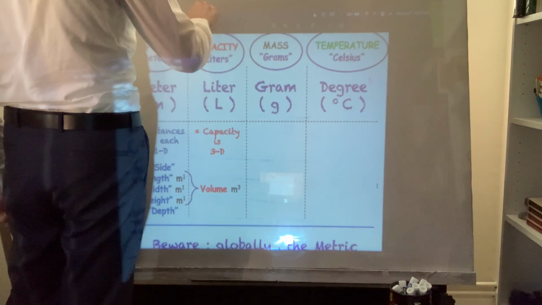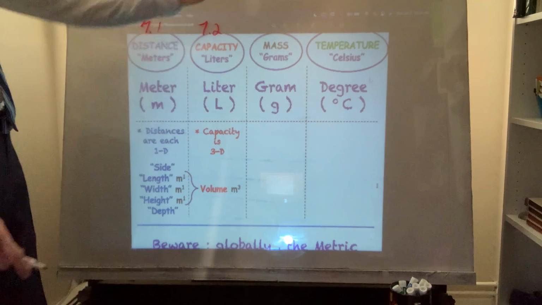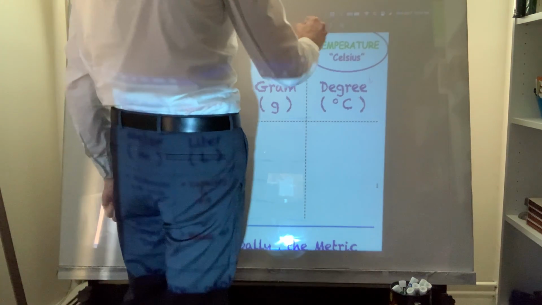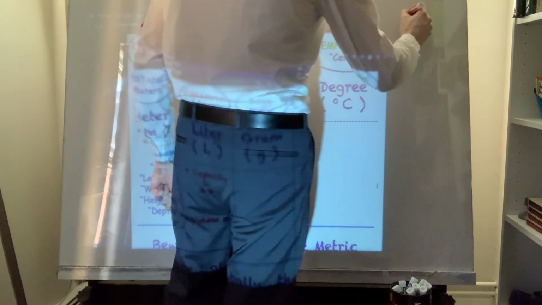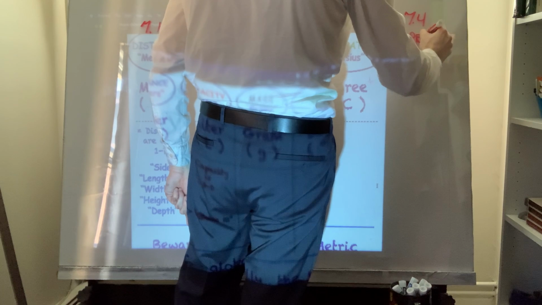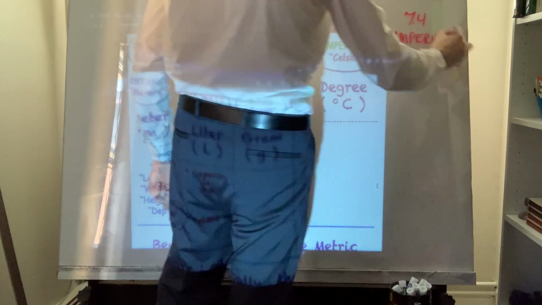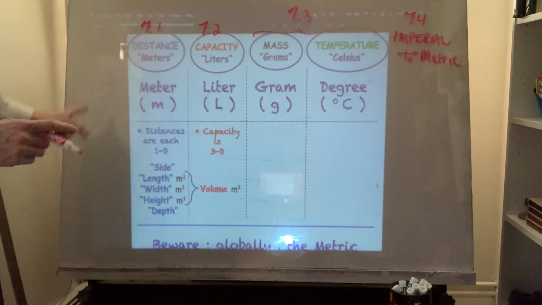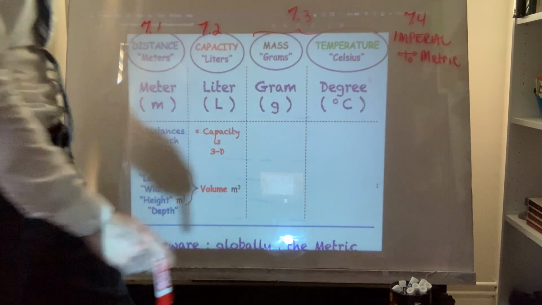Capacity, which is volume, is section 7.2. I'm going to just merely touch upon this for a moment. But these two, mass and temperature, they are section 7.3. And what will occur eventually is converting between the imperial system and the metric system in section 7.4. Okay, but we need to introduce these different types of physical measurements first.